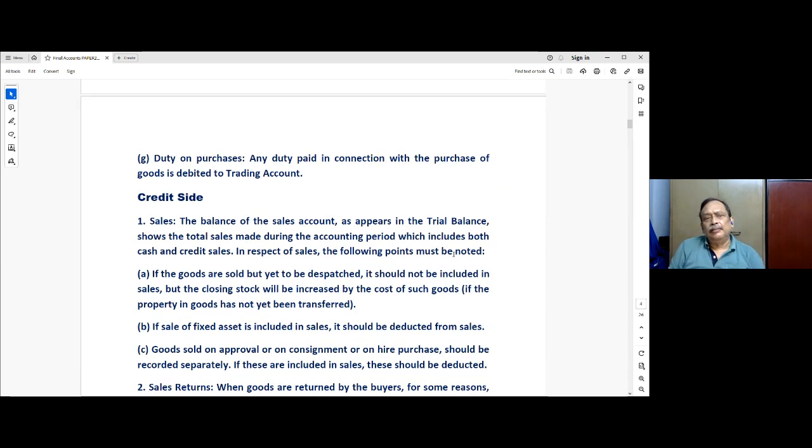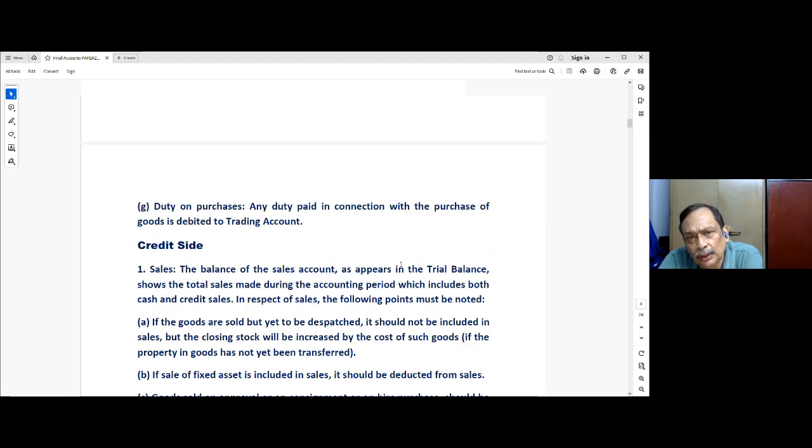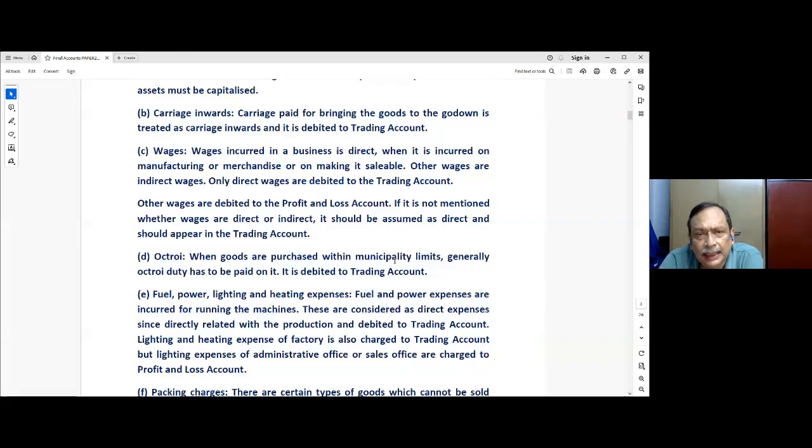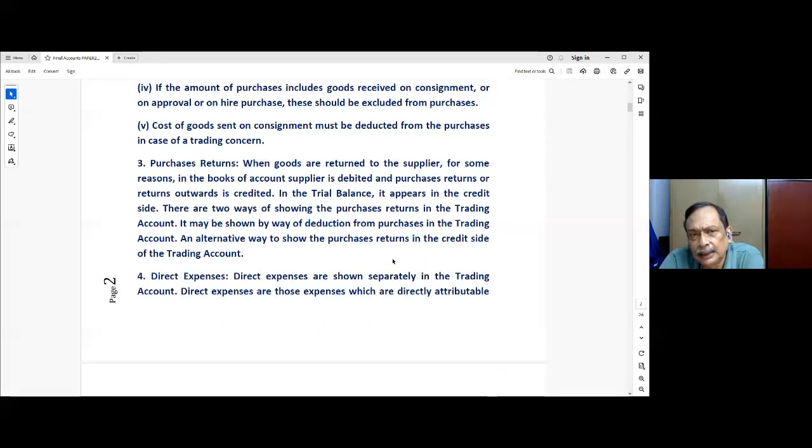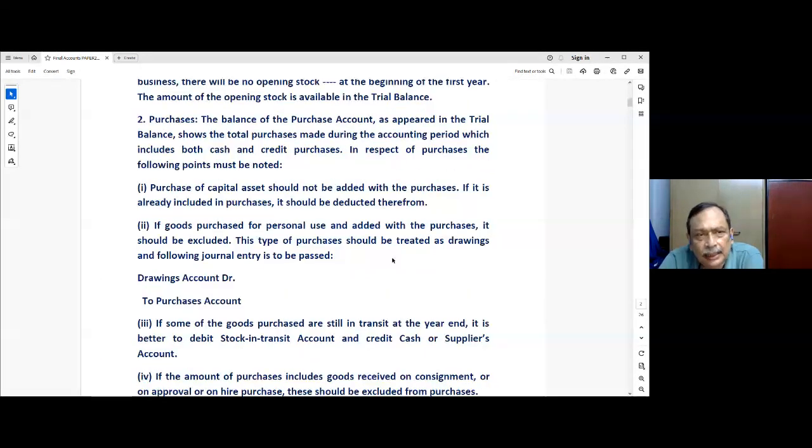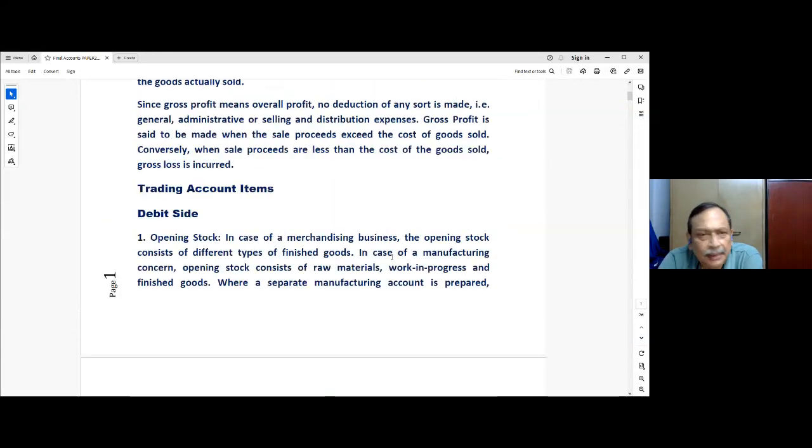Now we are coming to the last item, so far as the debit side is concerned, that is duty on purchases. Any duty paid in connection with the purchase of goods is debited to the trading account. Okay, so remember all these items that I have discussed, which will appear on the debit side of the trading account.